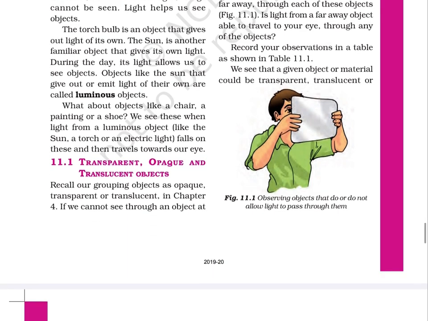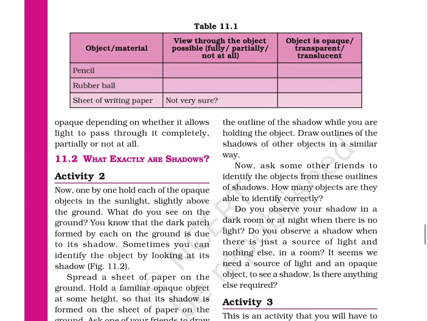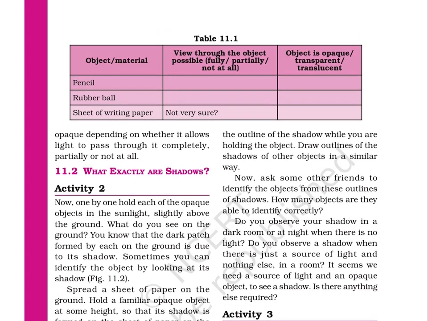Page 109. Table 11.1. You are given a table which is divided into 3 columns. One is for object or material. Second is for view through the object possible, fully, partially, or not at all. And the third one is for object is opaque, transparent, translucent. Objects are pencil, rubber ball, sheet of writing paper. Complete this table according to your observation.